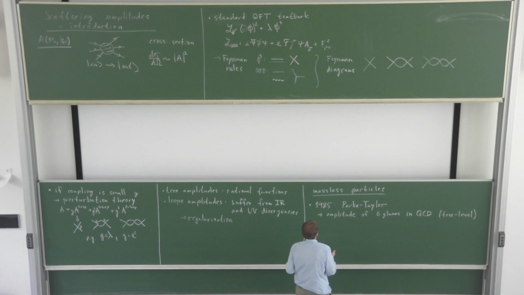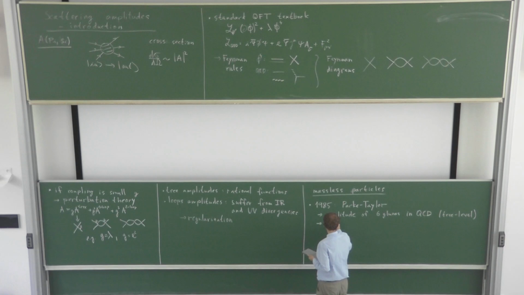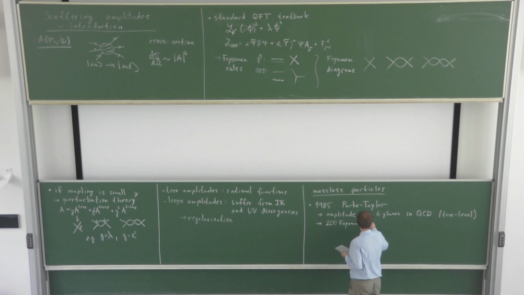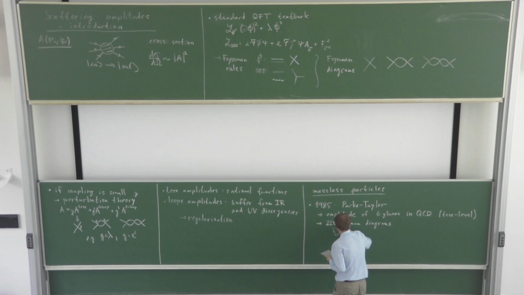From the point of view of Feynman diagrams, the standard method to calculate such an amplitude, you just have to draw all Feynman diagrams which have six external legs at tree level. And this is 220 Feynman diagrams, with a certain way of counting them. And as you can imagine, there are many of them.